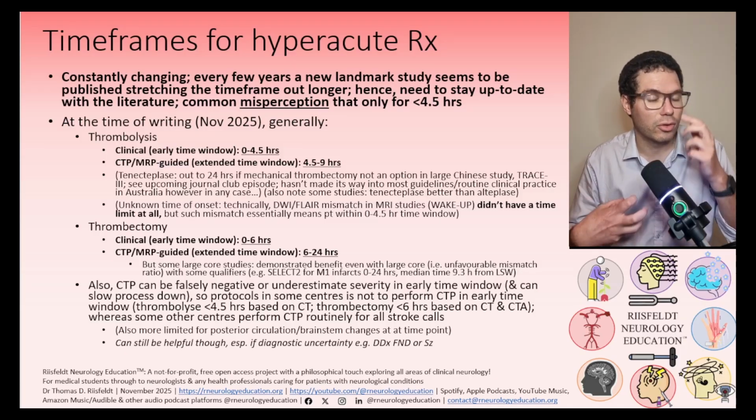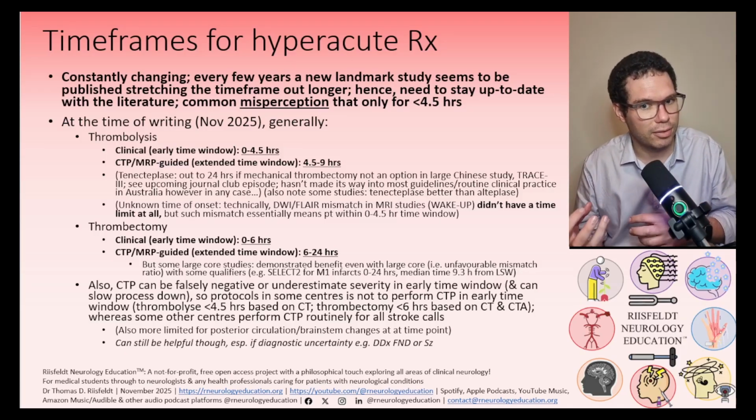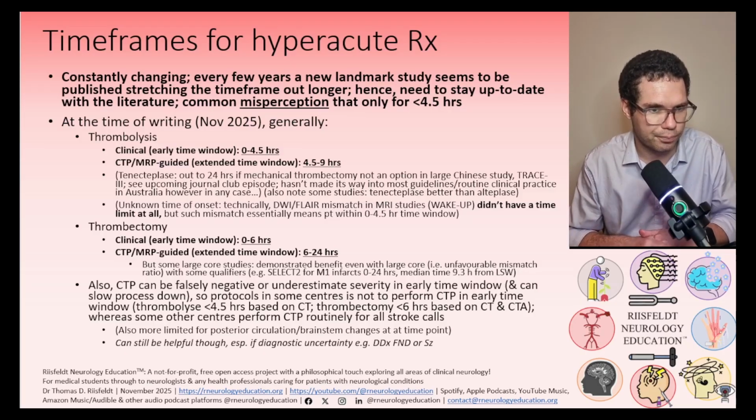I should also say that there are lots of studies that have demonstrated that tenecteplase is better than alteplase, but we won't go into that in this episode.